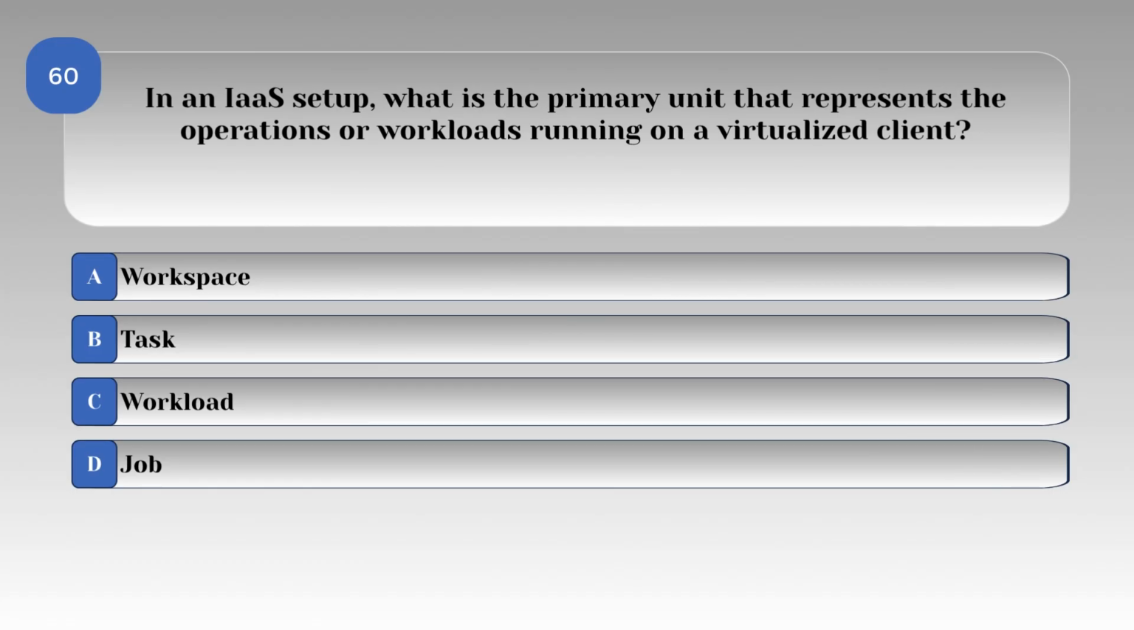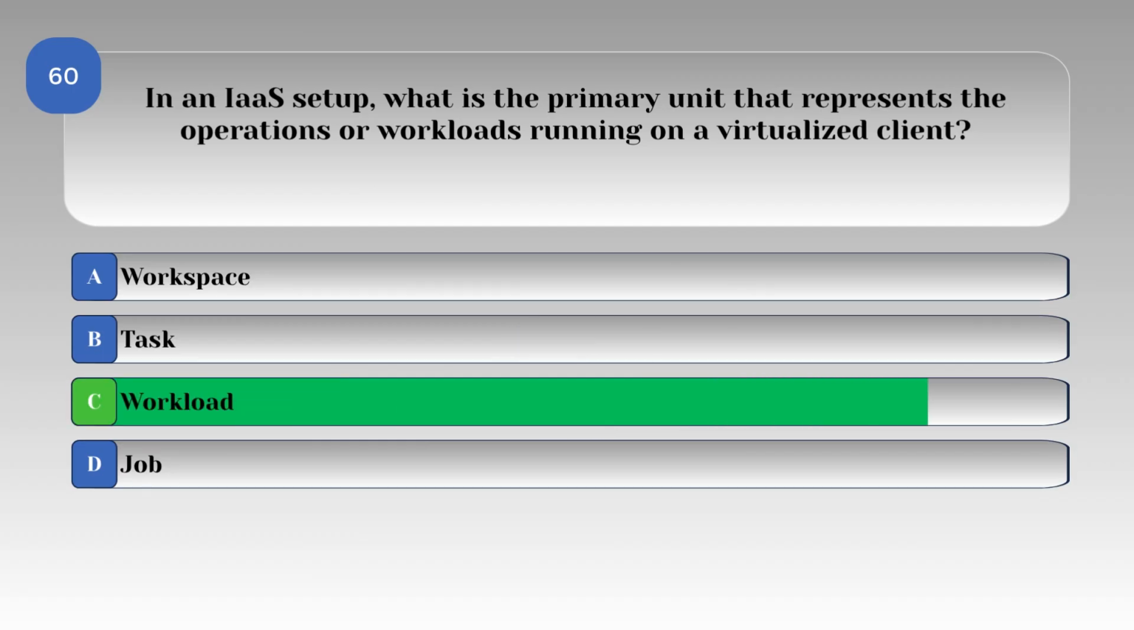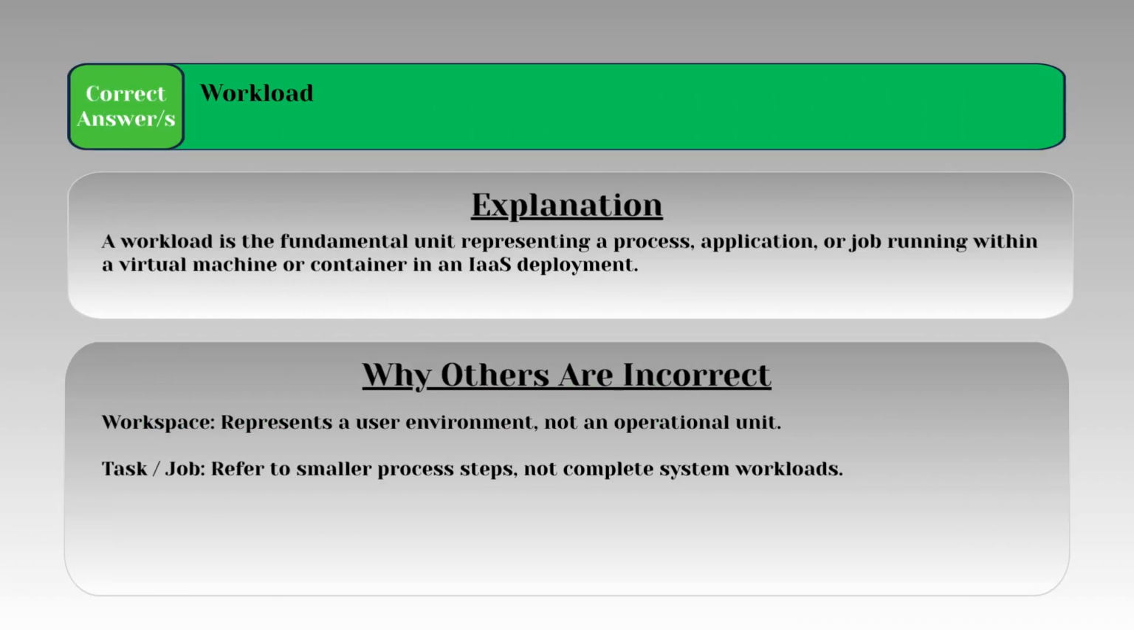In an IaaS setup, what is the primary unit that represents the operations or workloads running on a virtualized client? Correct answer, workload. Explanation: A workload is the fundamental unit representing a process, application, or job running within a virtual machine or container in an IaaS deployment. Why others are incorrect: workspace represents a user environment, not an operational unit. Task/job refer to smaller process steps, not complete system workloads.